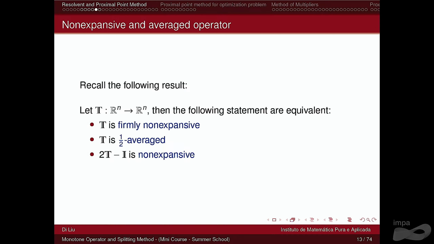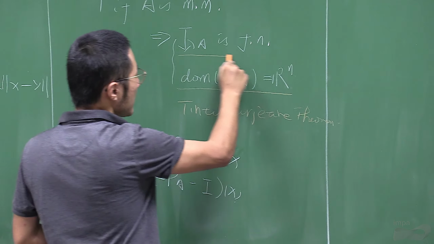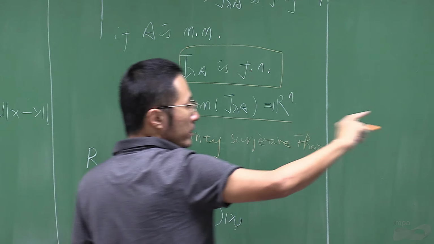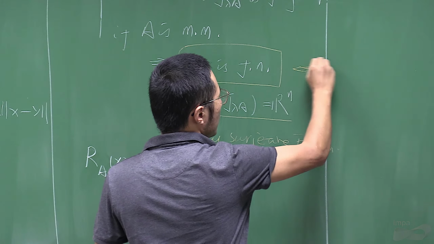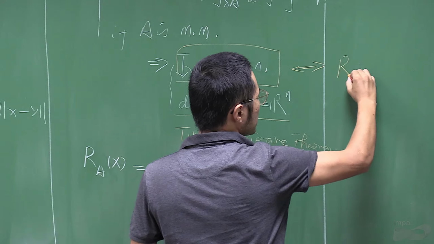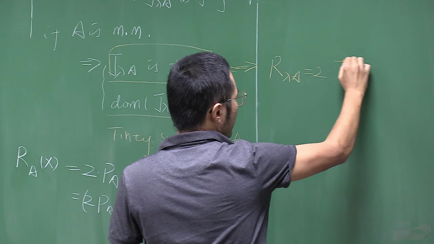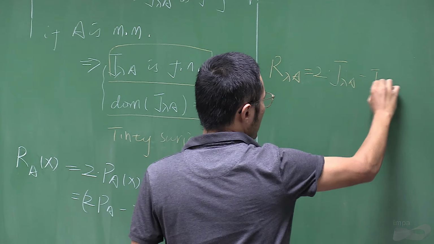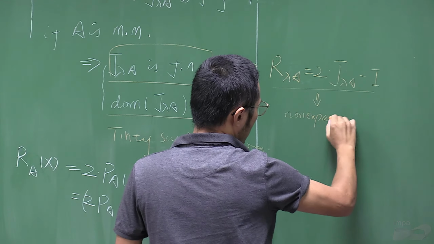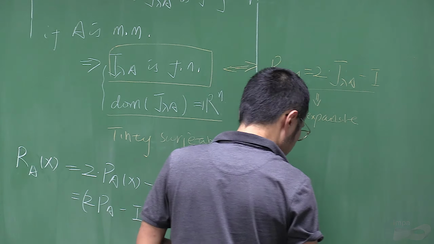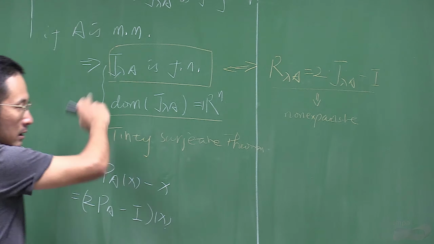The idea of the proof of Theorem 1 is like this. Since we want to prove the resolvent is firmly non-expansive, we use this equivalent statement. It is equivalent to prove that we can use the reflection of A, which equals 2 times the resolvent of A minus identity. We only need to prove this is non-expansive. Okay. So we prove the first part of this theorem.